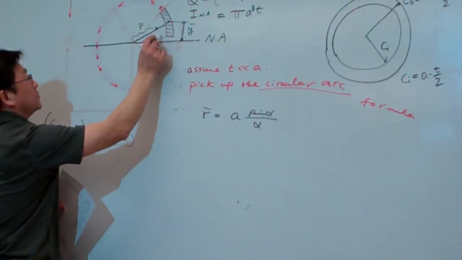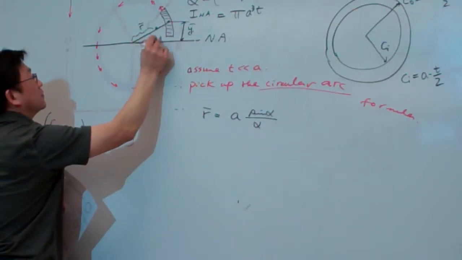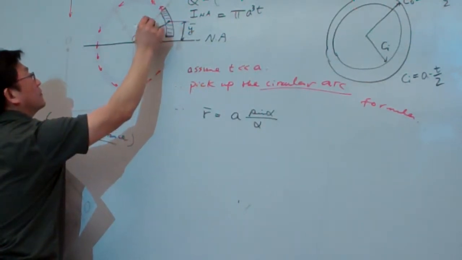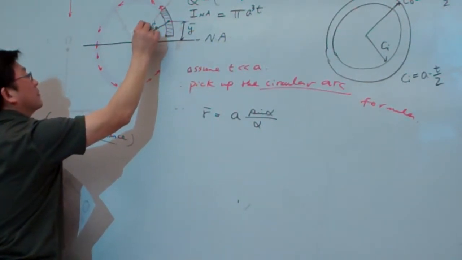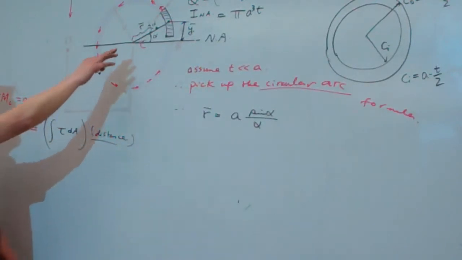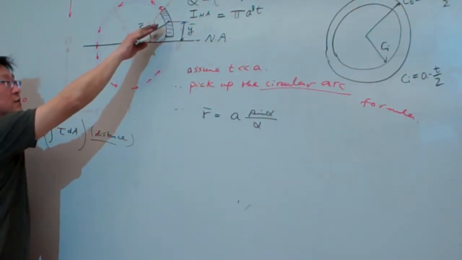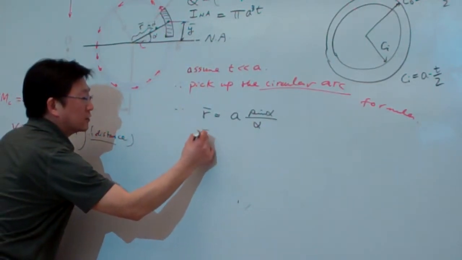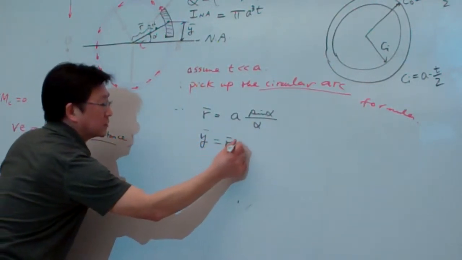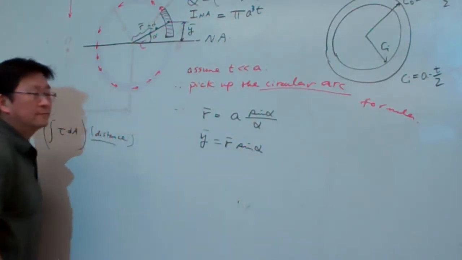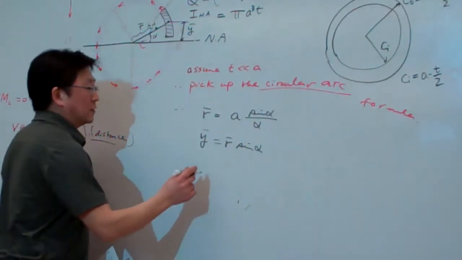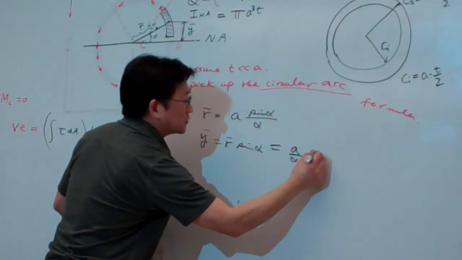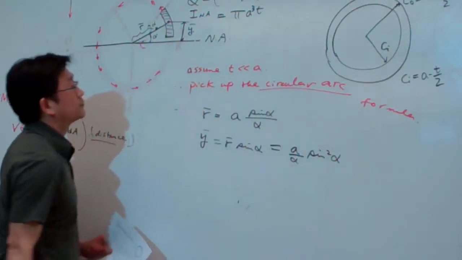And again, for this piece, this is alpha. Alpha is the angle from the center, the bisecting middle line. So here the y bar naturally equals r bar times sine alpha, right? So this one will be equal to A times sine squared alpha over alpha.